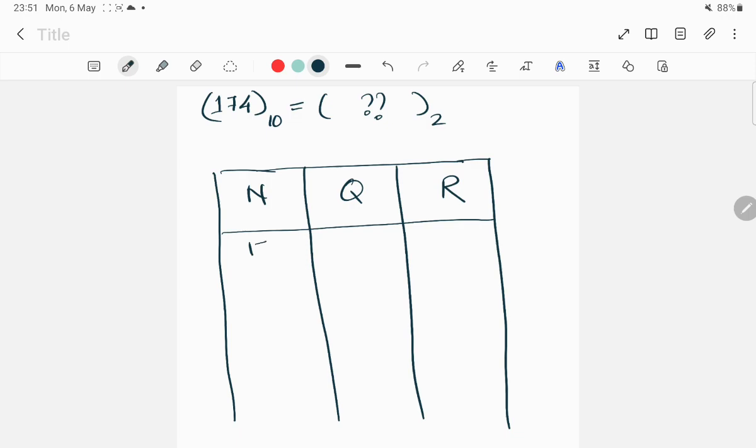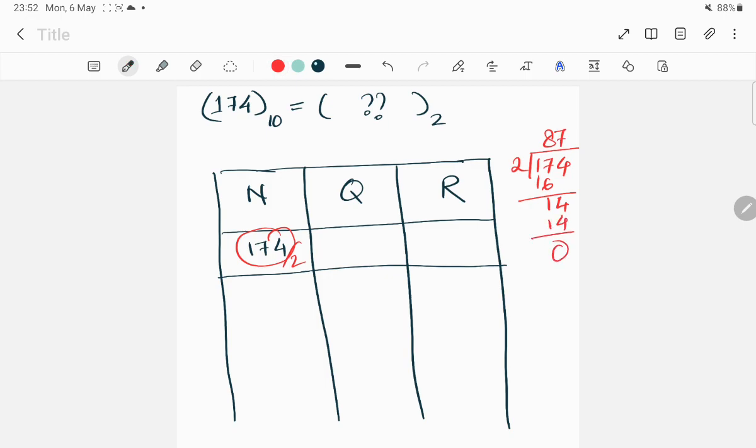So first we start with 174. Now this time I will try to be a little bit faster. So I need to divide 174 by 2. If I divide 174 by 2, 2 8s are 16, 2 7s are 14, 0. So this is our quotient and this is our remainder, right? The quotient is 87, and the remainder is 0.